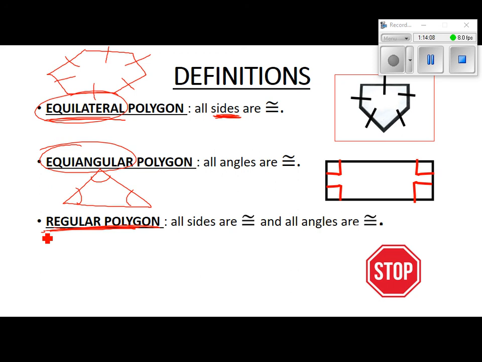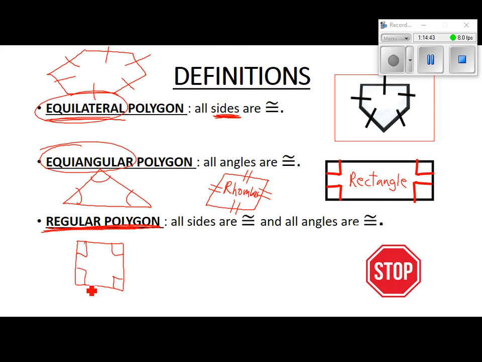So if I'm looking at 4-sided figures, an equiangular quadrilateral is a rectangle because all the angles are the same but the sides aren't. An equilateral quadrilateral could be a rhombus because all the sides are congruent but the angles aren't. And a regular quadrilateral would be a 4-sided figure where all the angles are the same and all the sides are the same, which would be a square.